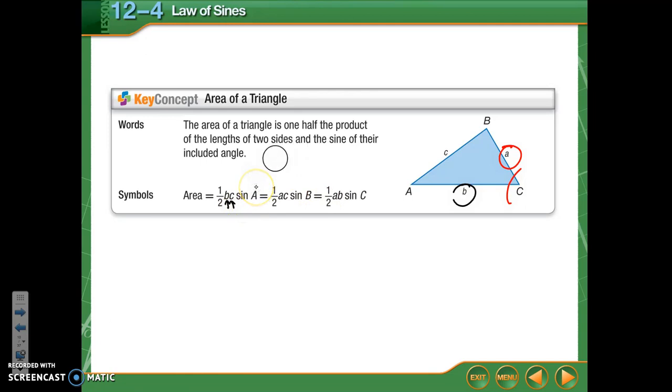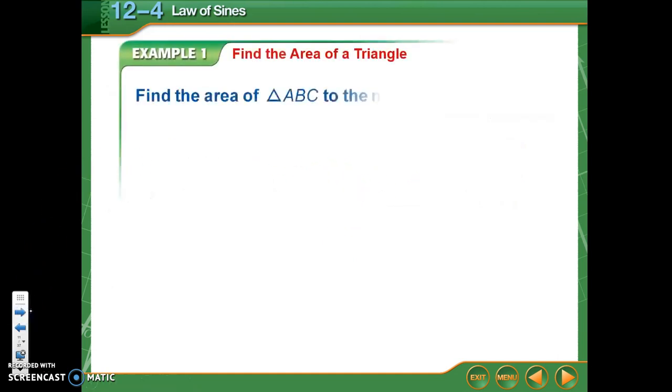So that's why you see three formulas here. They're really all the same thing: 1/2 times the product of two sides times the sine of the angle included between those two sides. So this is one application of sine to finding the area of a triangle.